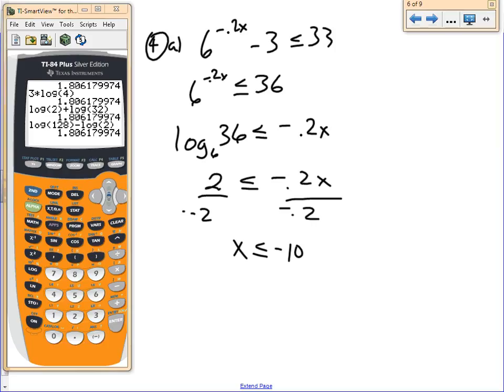Interval notation, somebody? Negative 10. Bracket or parenthesis? Bracket, comma, negative infinity. I don't have to put a bracket on this side.